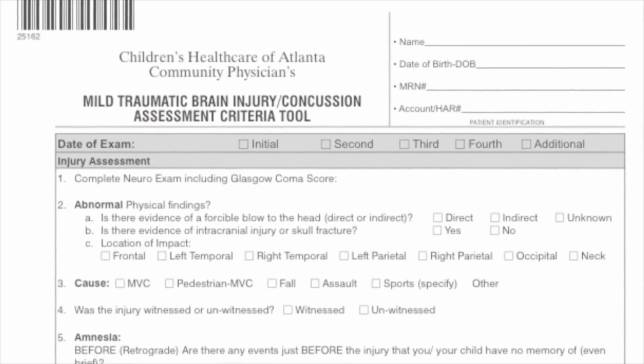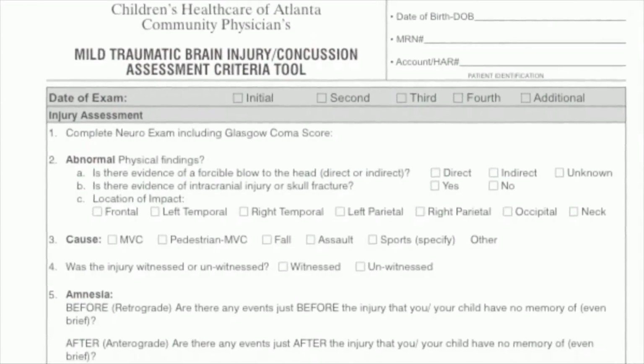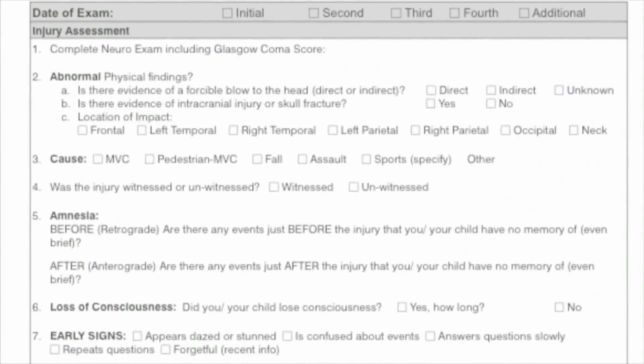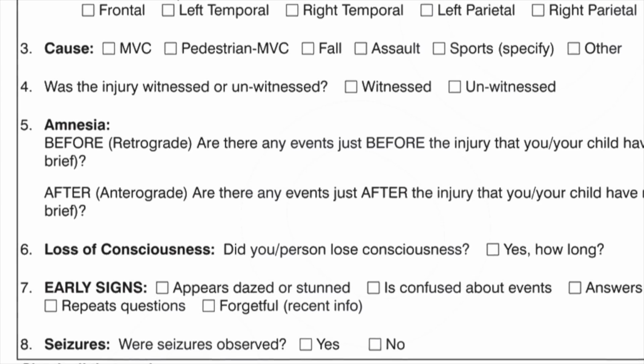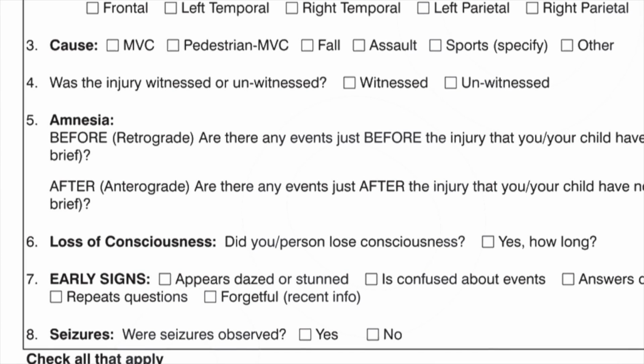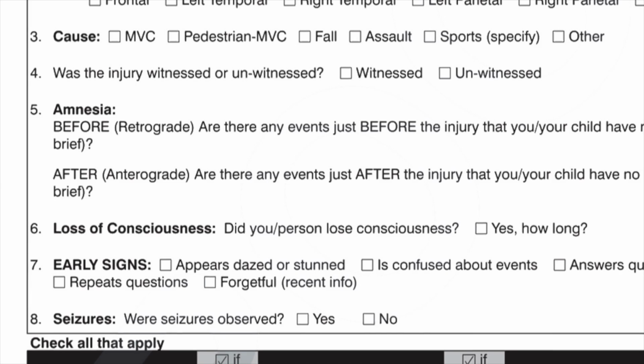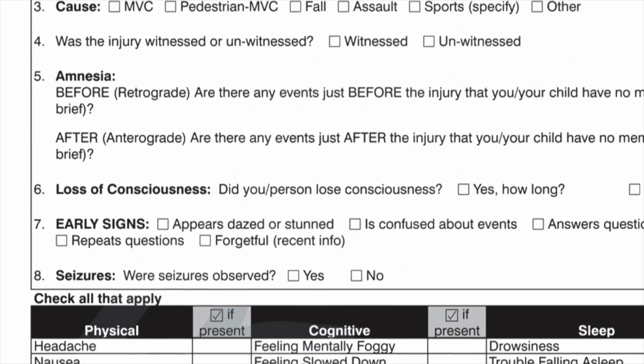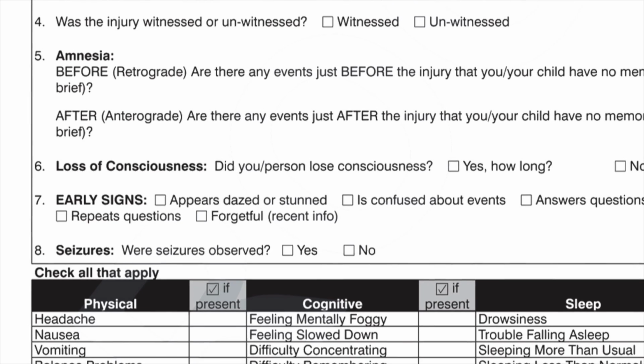We start off by asking them how the injury occurred, was it witnessed or unwitnessed, and did they lose consciousness or not. Please note that loss of consciousness is not mandatory to make the diagnosis of a concussion. In fact, at least 1/3 of patients who sustain a concussion, if not more, do not lose consciousness completely. We ask them if there's any amnesia and what other cognitive signs they had. Were they dazed? Were they stunned? Were they confused? And all of that is documented on the initial assessment.